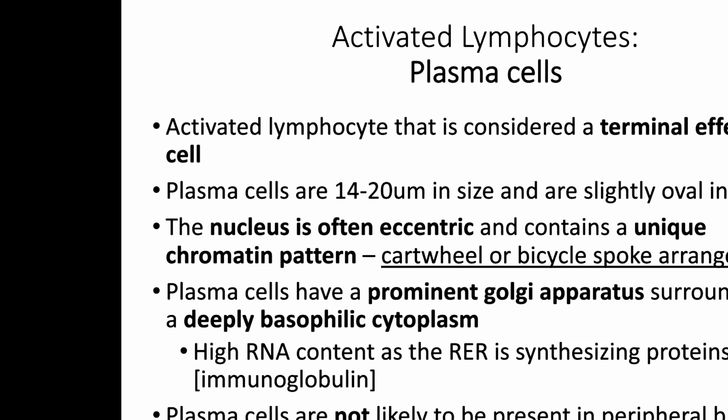Plasma cells are very unique. They become very large and become slightly oval. The nucleus is often off-center, eccentric, and contains this cartwheel or bicycle spoke-like arrangement within the nucleus. They also have a really big Golgi apparatus, so you're going to see this clearing in the cytoplasm surrounded by a very deep blue cytoplasm. They're not likely to be present normally, but you can see them.